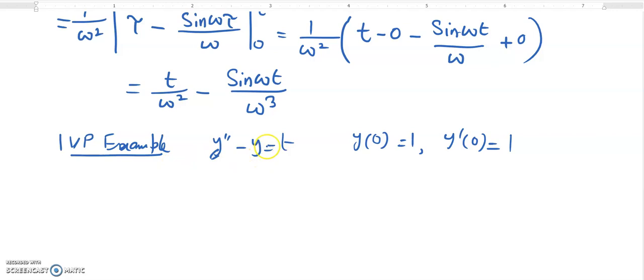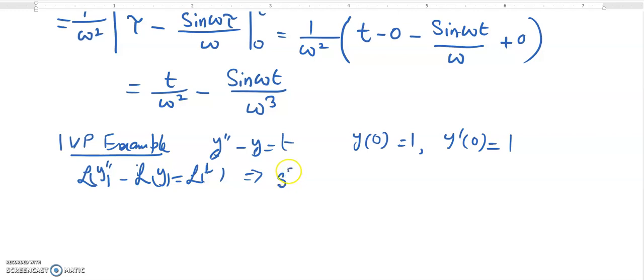Since we are going to use the Laplace transform, we will take the Laplace of each term in this equation. So Laplace of y double prime minus Laplace of y is equal to Laplace of t. Now we see that the Laplace of the second derivative, and we can represent the Laplace of y in terms of capital Y.